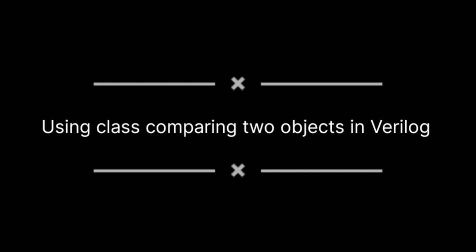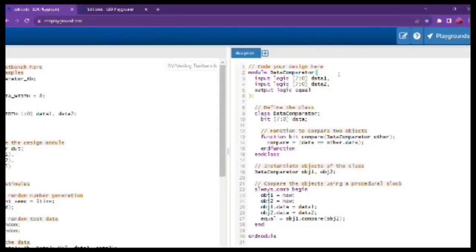In this video we are going to see how to compare two objects using a class in Verilog. First we declare a module named data comparator, and we give it two inputs, data 1 and data 2, each 8 bits, and an output, also 8 bits, named equal. We then define the class for the module data comparator, and the bit width provided is 8 bits.